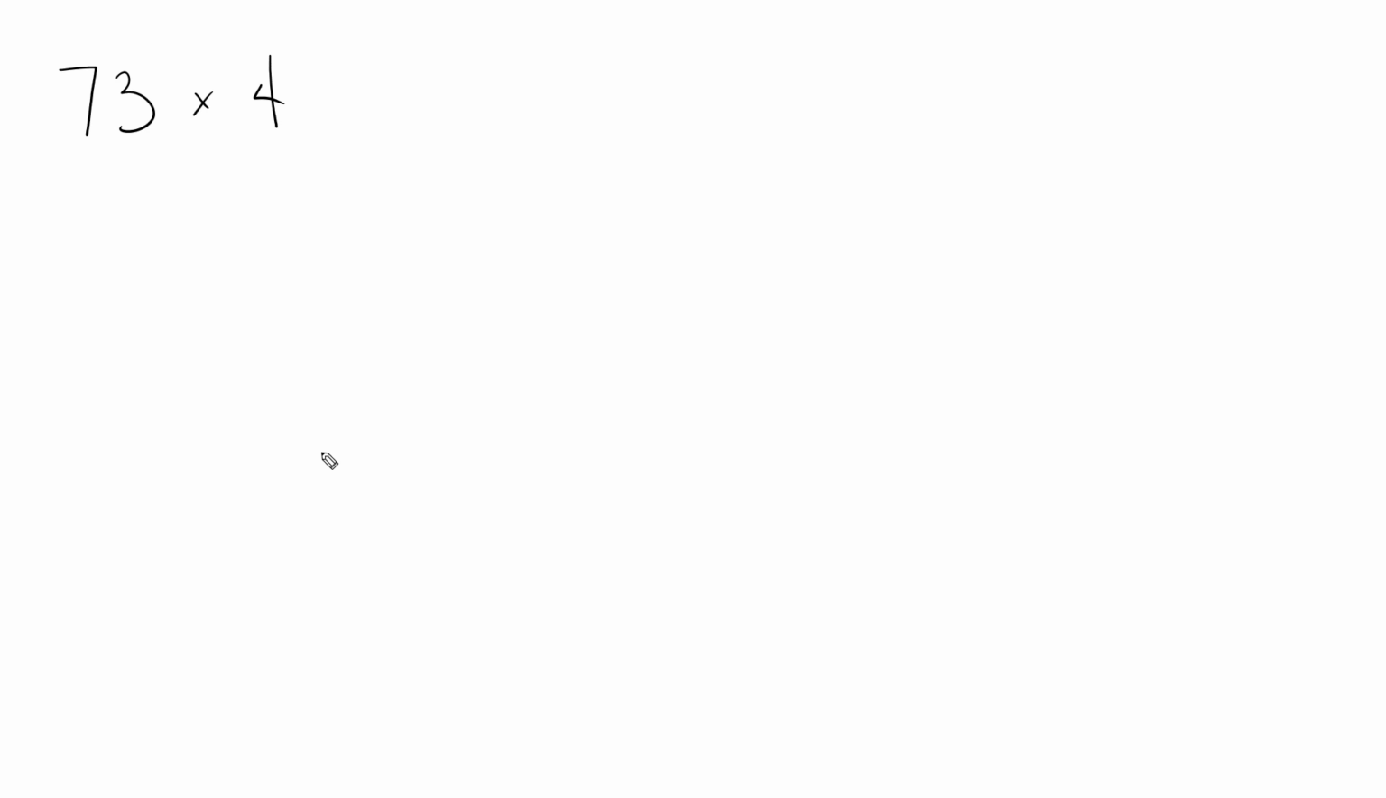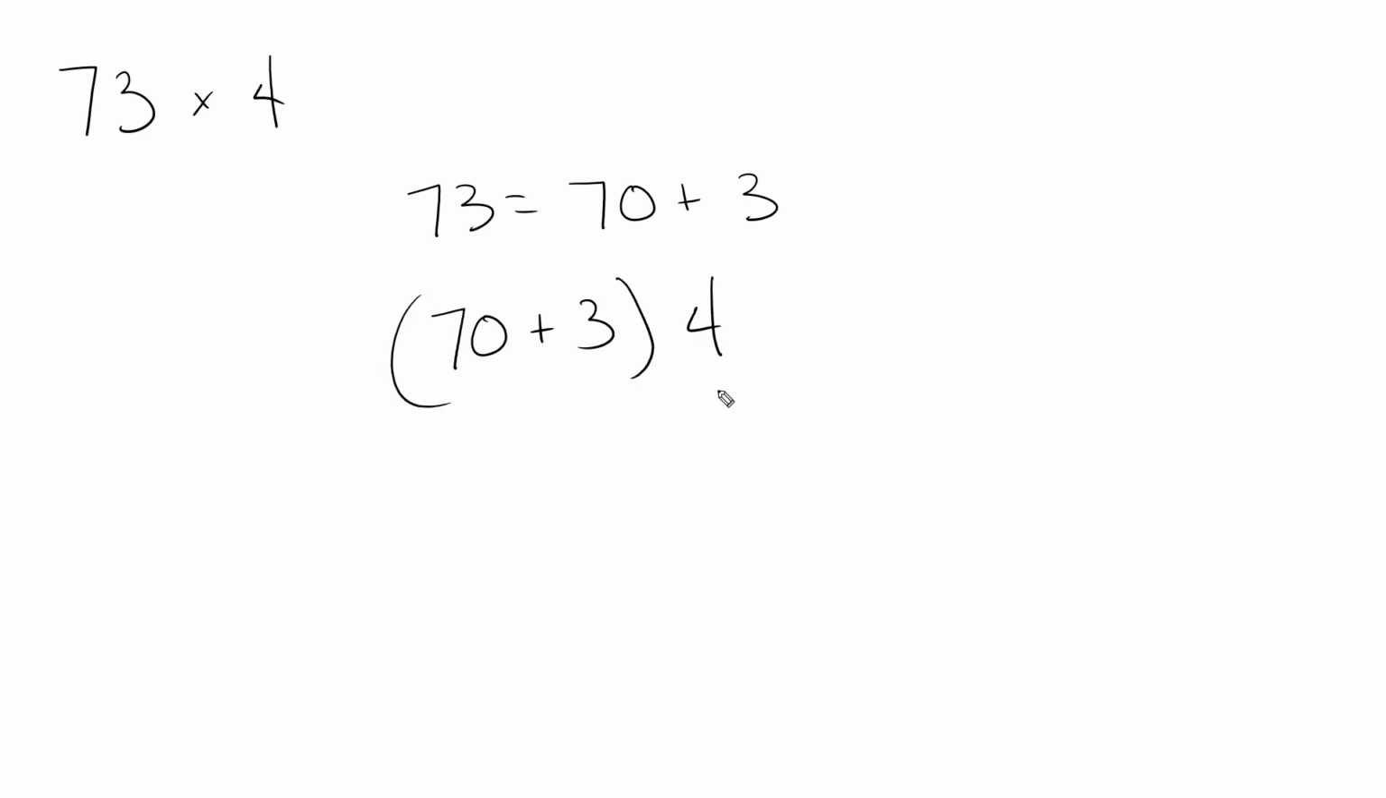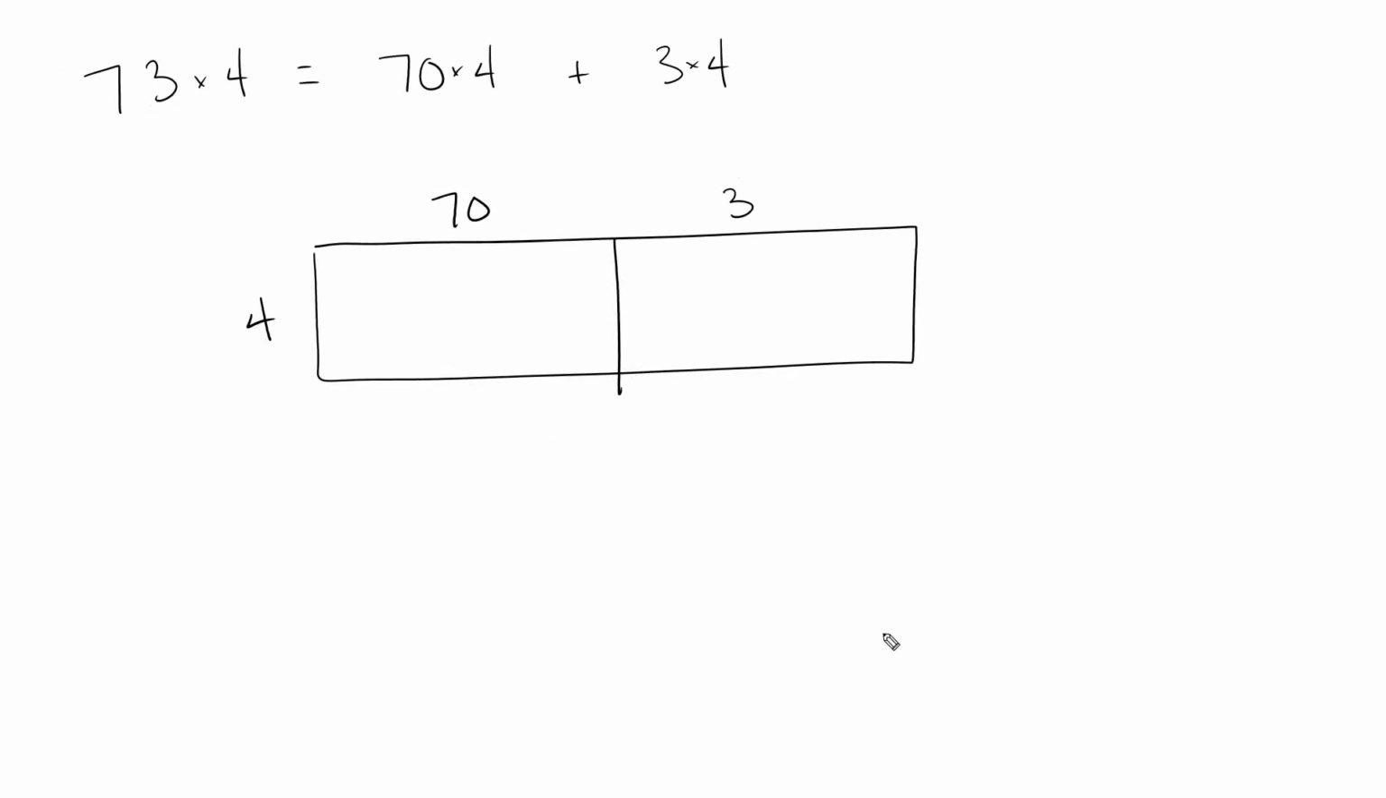73 is your first factor, and the expanded form of 73 is 70 plus 3. So when we multiply 73 by 4, we're really multiplying the quantity 70 plus 3 times 4. The distributive property tells us that this is 70 times 4 plus 3 times 4. Let's use our multiplication facts to fill in these boxes.